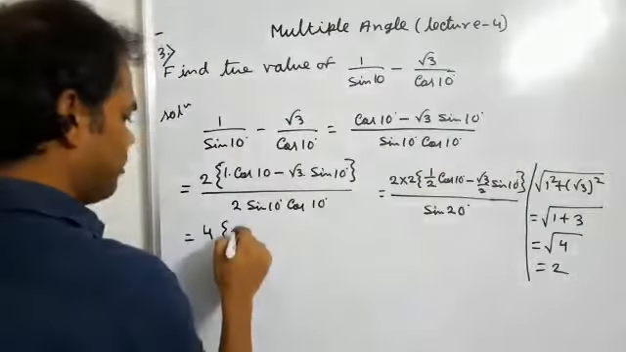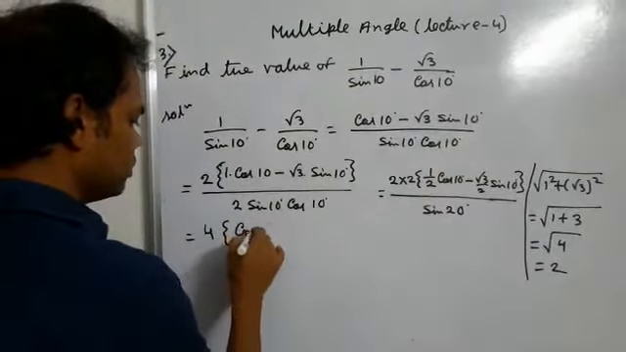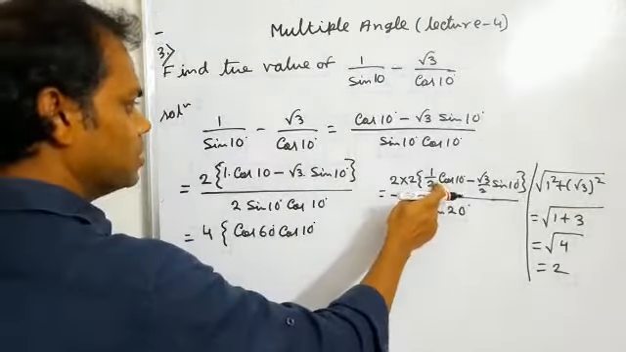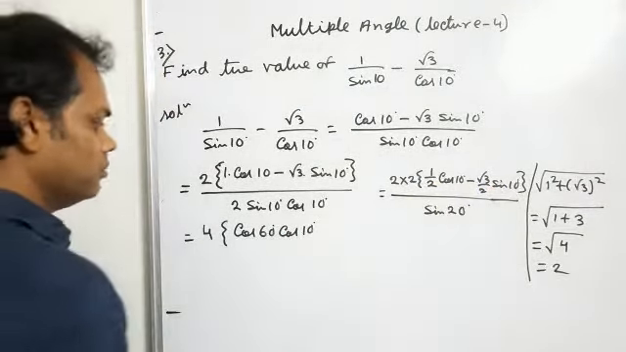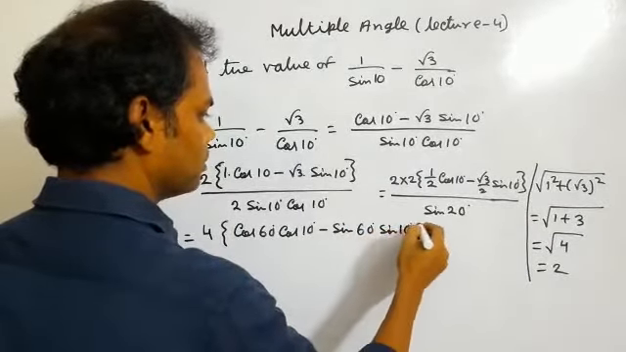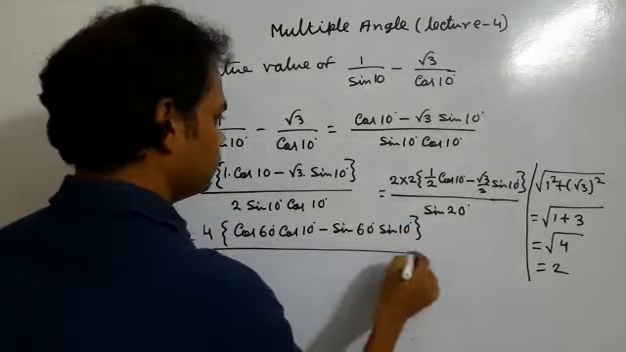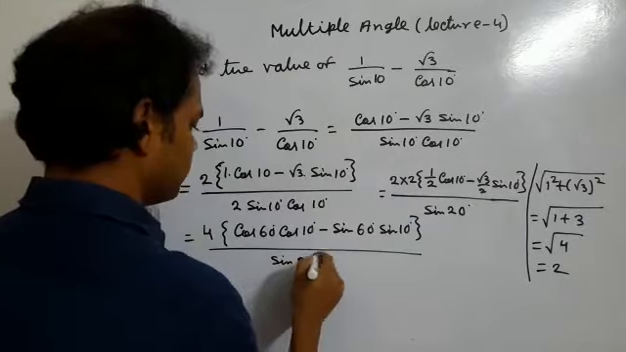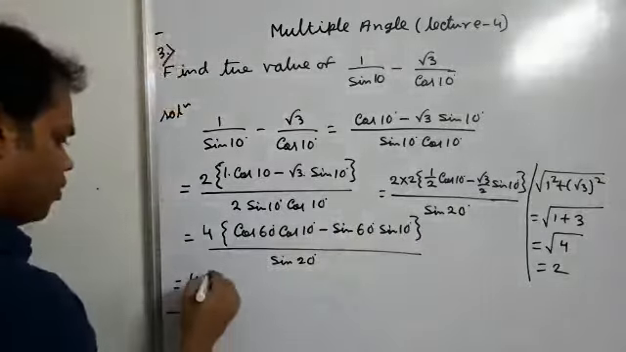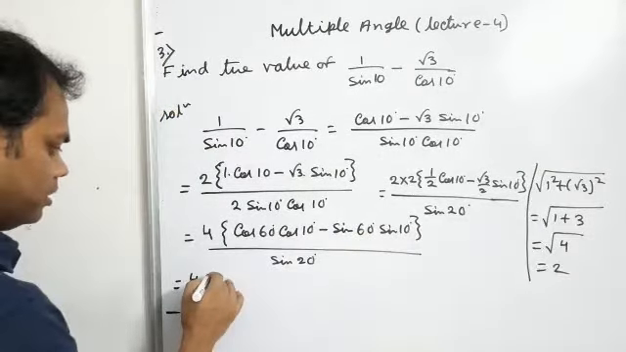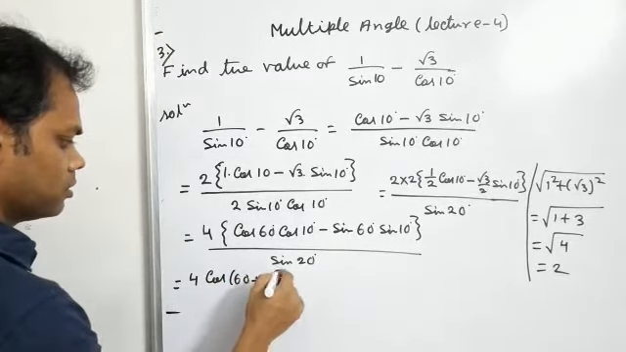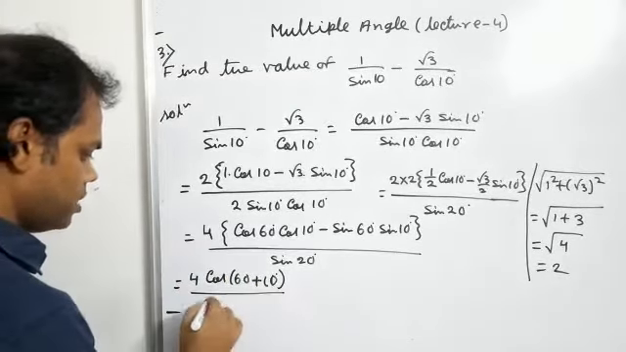1 by 2 can be written as cos 60 degree, and with cos 10 degree, if this one is cos then this one we have to use sin. So sin 60 sin 10, by sin 20. So cos A cos B minus sin A sin B is the formula of cos A plus B. So we can write cos 60 plus 10 by sin 20.